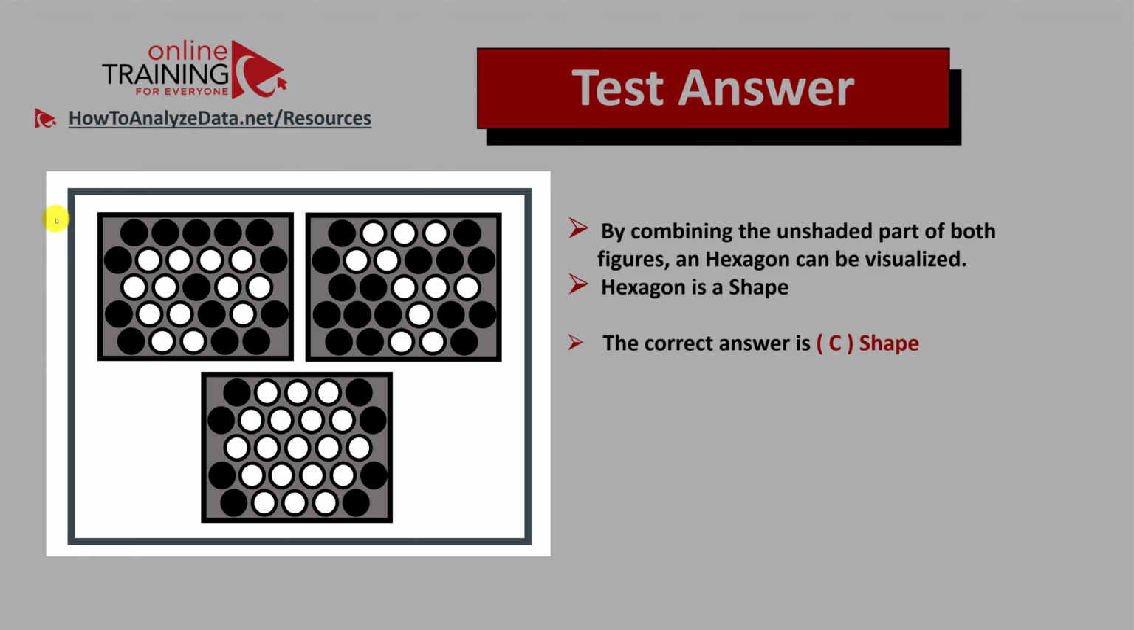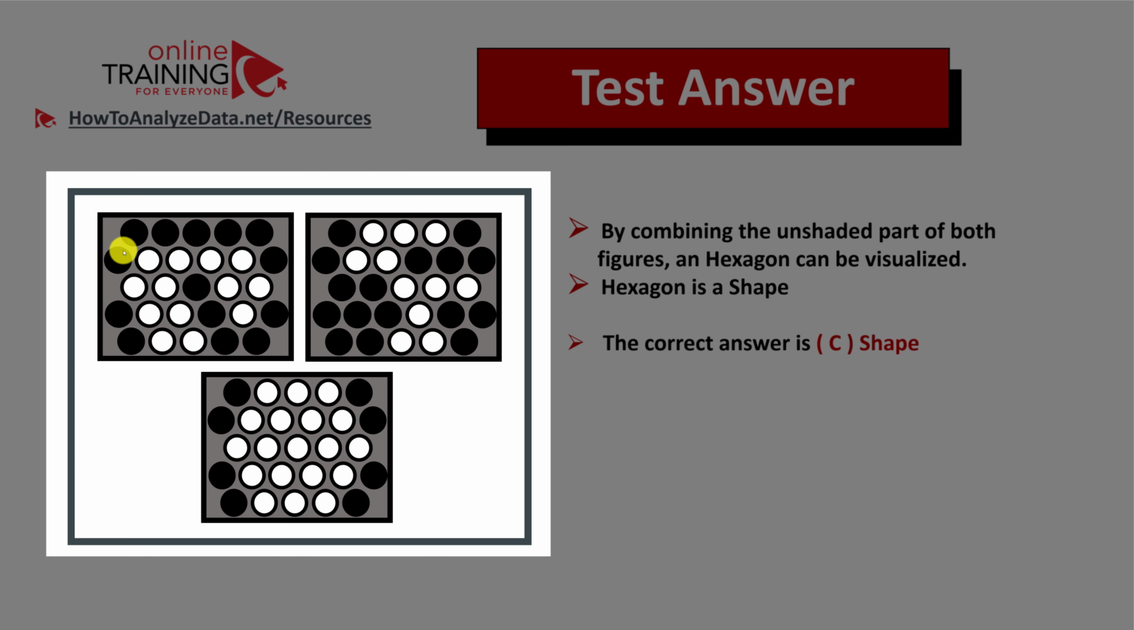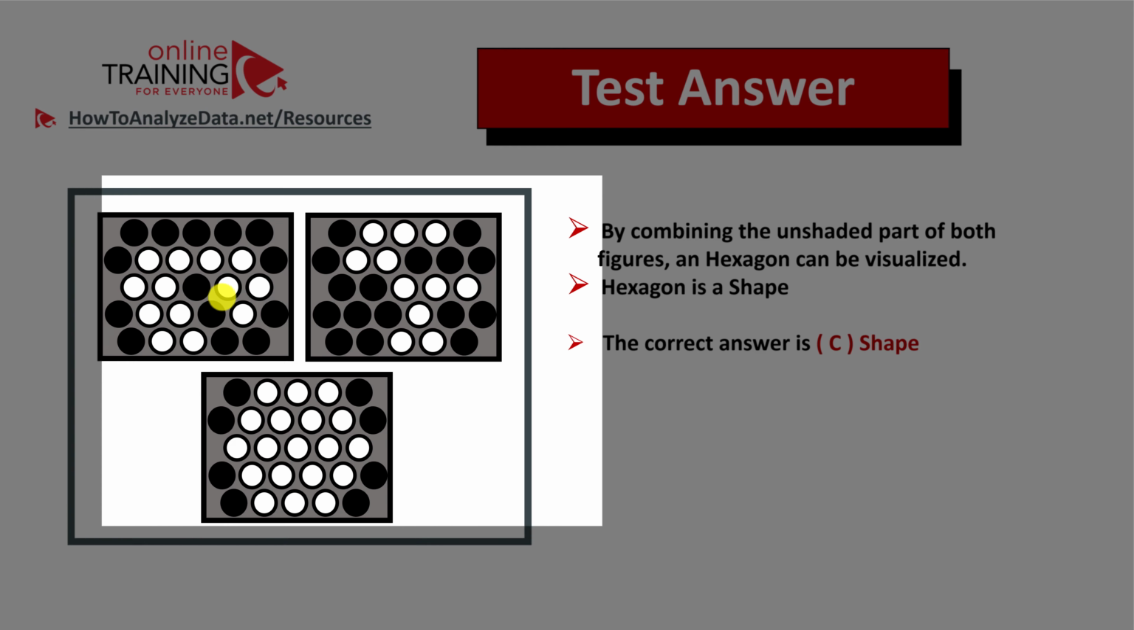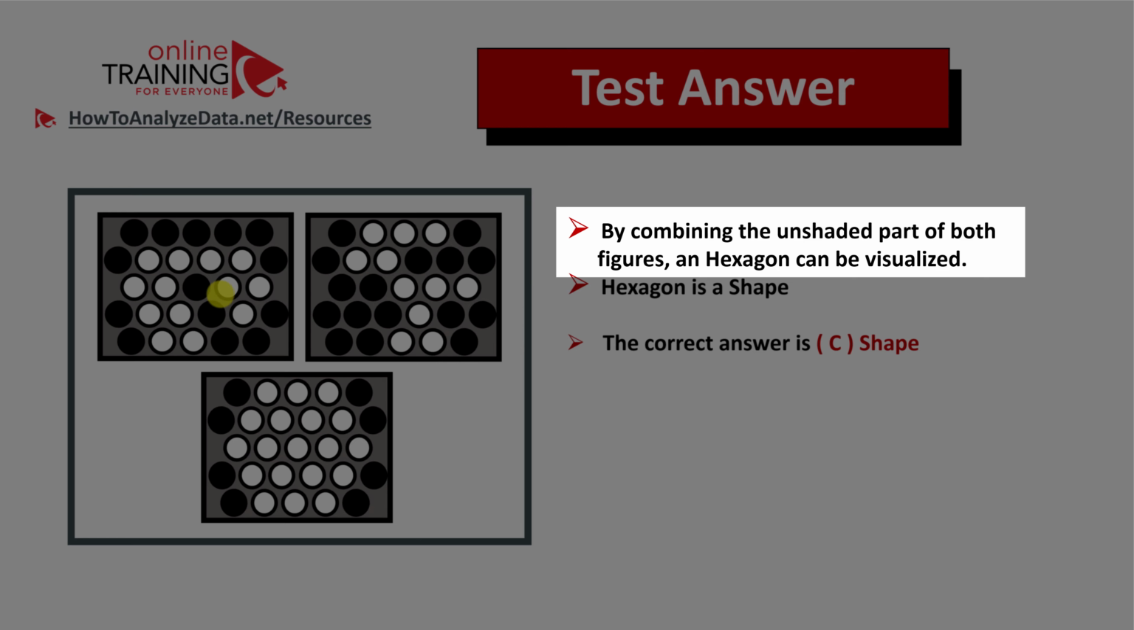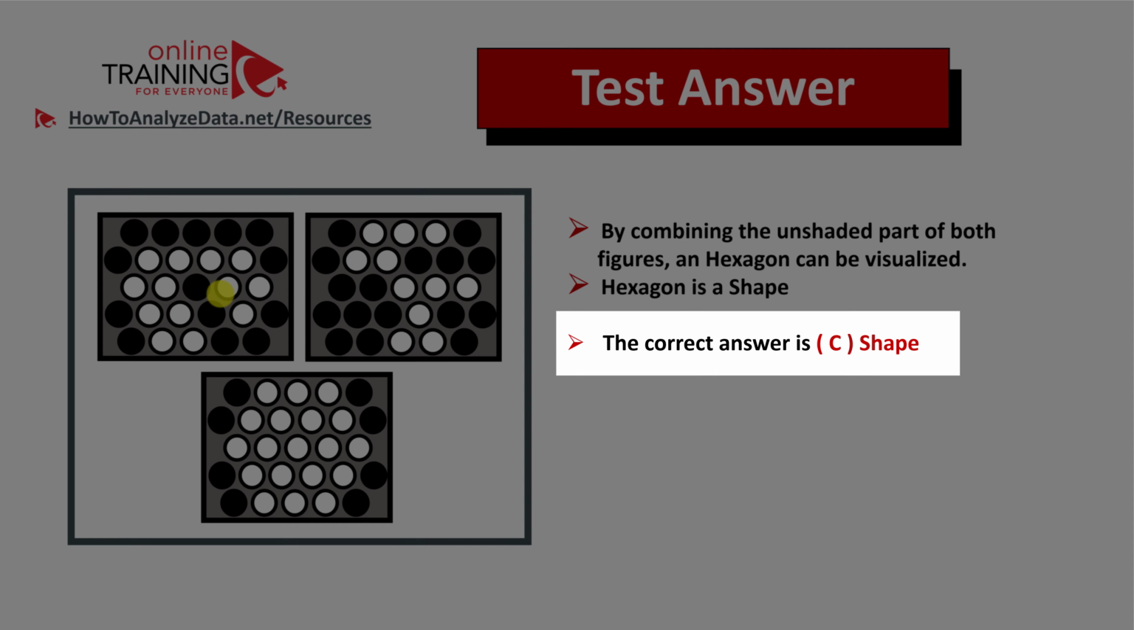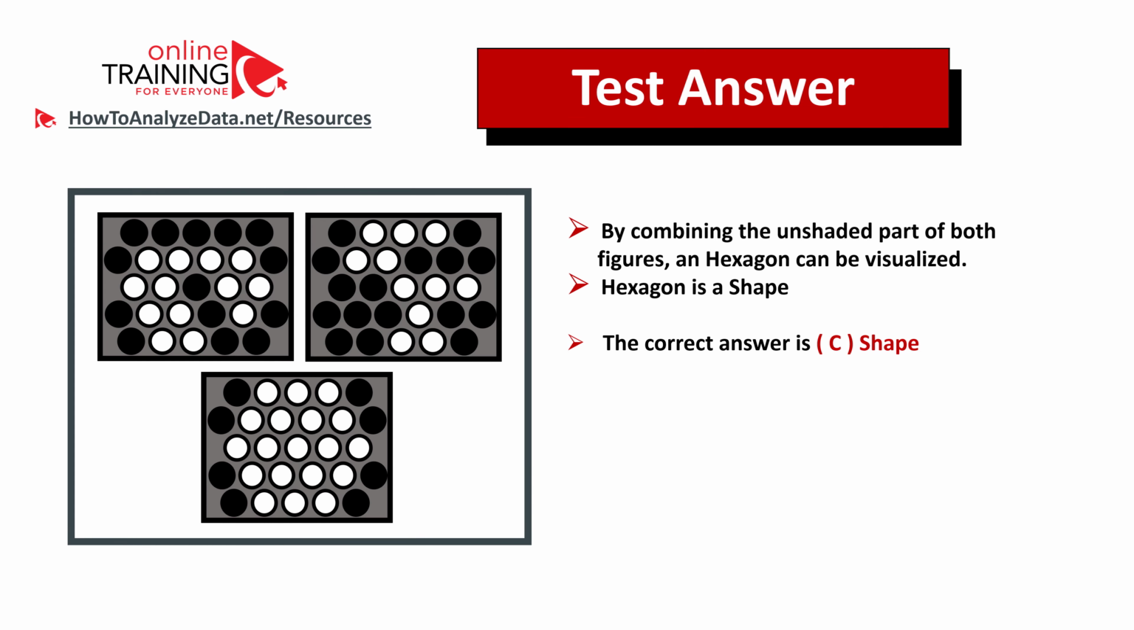But in case you have access to papers or whiteboard, try to take advantage of this and maybe verify your answer using those tools. Let's recap. By combining unshaded parts of both figures, a hexagon can be visualized, and hexagon is the shape. So the correct answer here is choice C. Hopefully you've nailed this question and now know how to answer similar problems on the test.